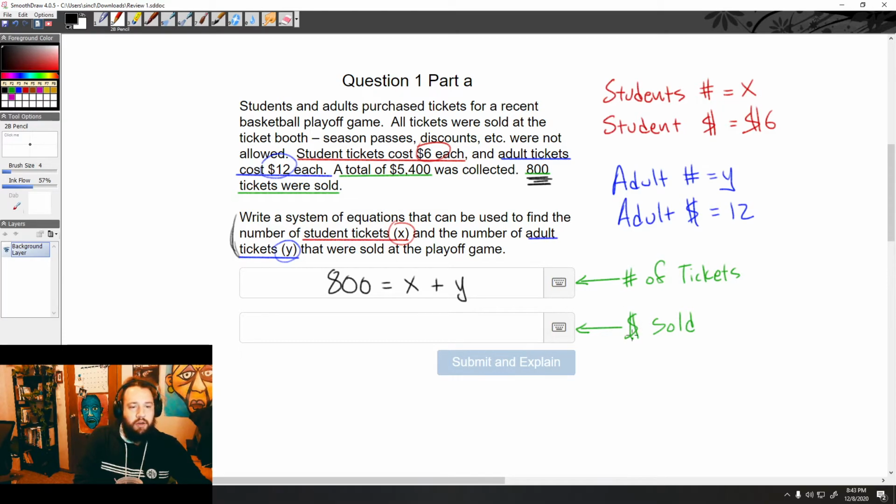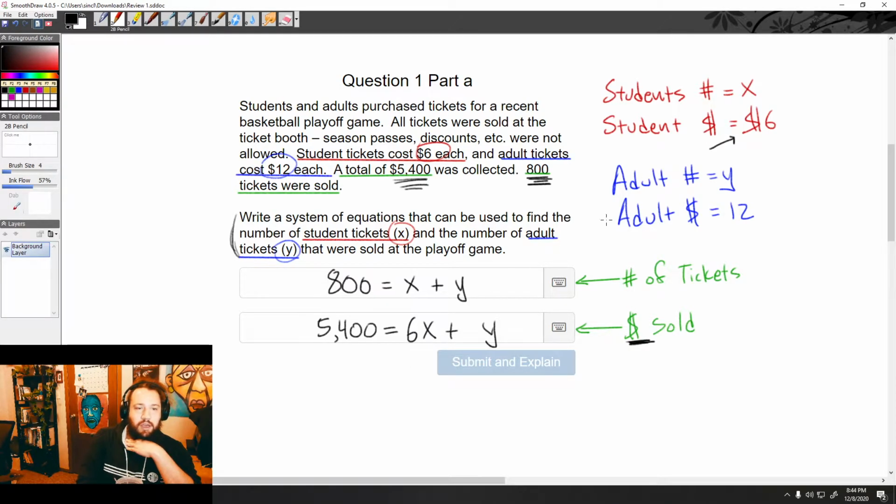Then down here for my money, I need to pick up my money total. So my money total is going to be 5,400 equals, and then I'm going to still have my X and my Y, but this time I can't just add tickets, I have to add prices of tickets. So student tickets, which are X, are $6. So I'm going to have to say this is 6X. And then adult tickets are 12, so this is 12Y.